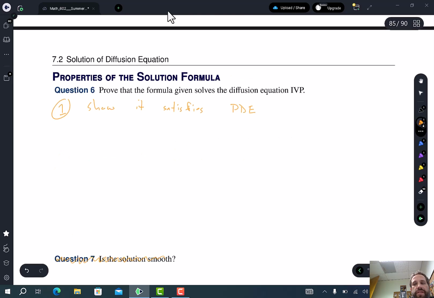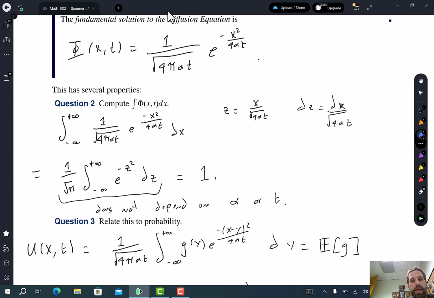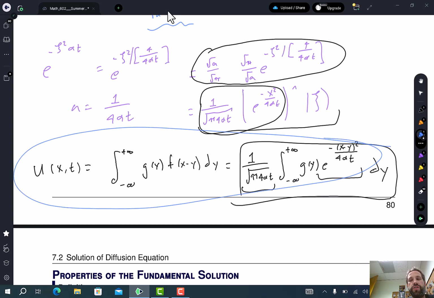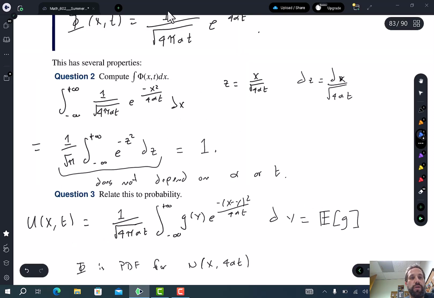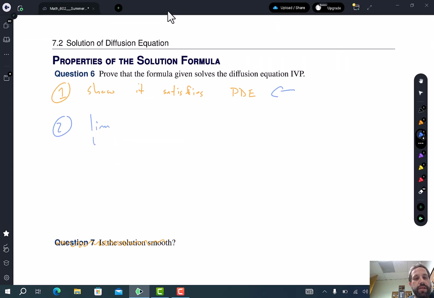So now what I want to show is, if you think about what's happening here, we've shown that U satisfies the PDE. I want to show that the U defined by this formula also satisfies U of x, 0 is equal to g of x. So in other words, what I want to show is that the limit as t goes to 0 of U of x, t is equal to g of x for all x.